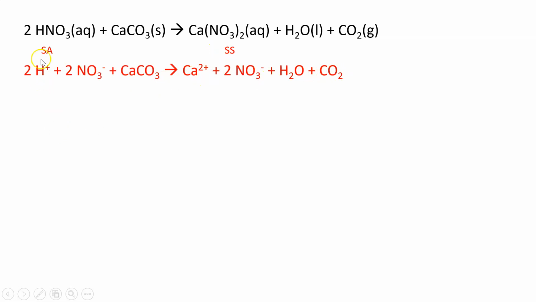H plus is not found on both sides. I have 2 nitrate ions on the left. I have 2 nitrate ions on the product side, so those can cancel out as spectator ions. And then CaCO3 breaks apart into calcium and these other components. All right, let's rewrite it without the spectator ion, which was nitrate. So we have 2H plus CaCO3 yields Ca2 plus H2O plus CO2.